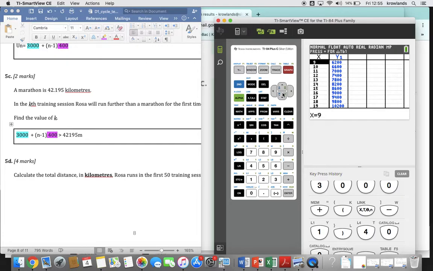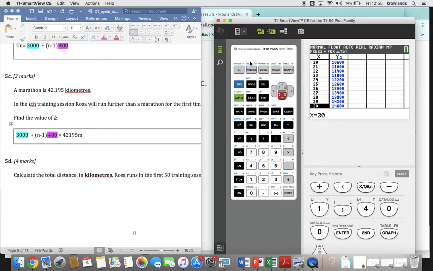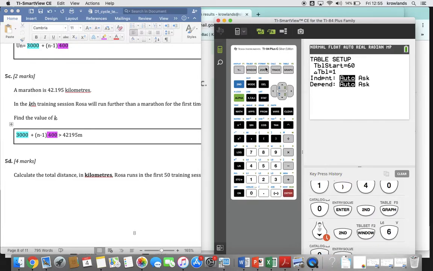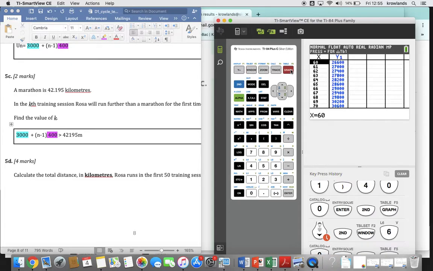So rather than scrolling down the whole table like this and spending absolutely ages, I'm going to go to table set, which is above the window. So I'm going to press second window. And I'm going to say I want the table to start at, not 20, I'm going to say I want it to start at 60. I'm going to click enter, and then I'm going to view the table again. So second graph. This looks much better. So we're looking for when this is bigger than 42,195. Still got a bit of a way to go, so you could repeat the process again.